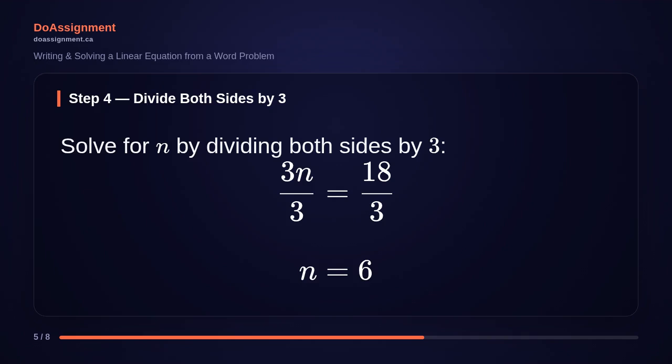Next, we divide both sides by 3 to solve for n. 3n divided by 3 is just n, and 18 divided by 3 is 6, so n equals 6.